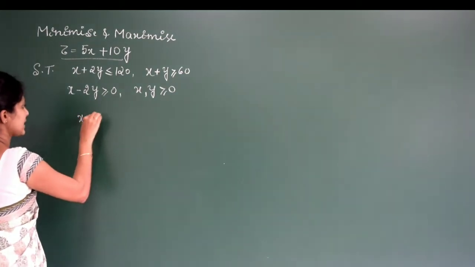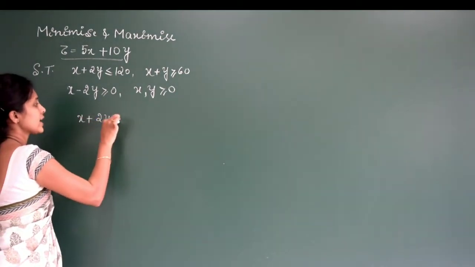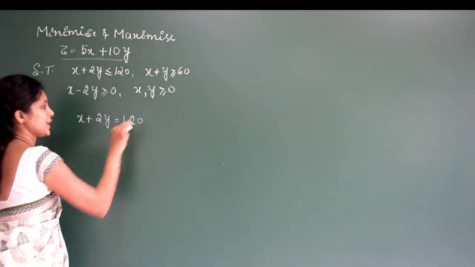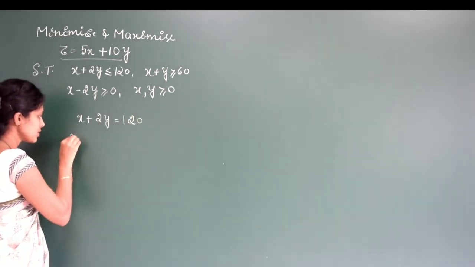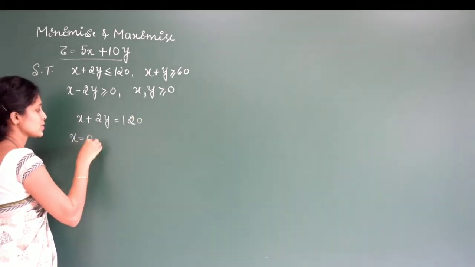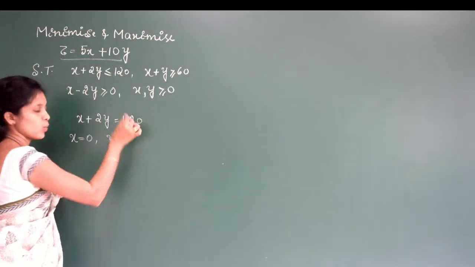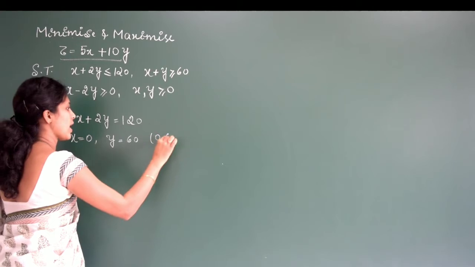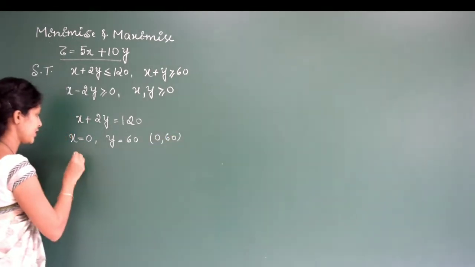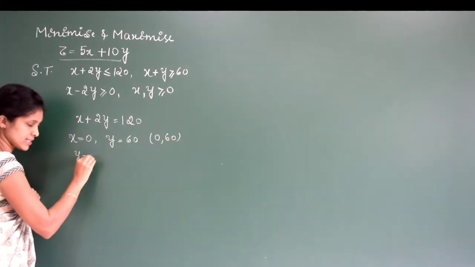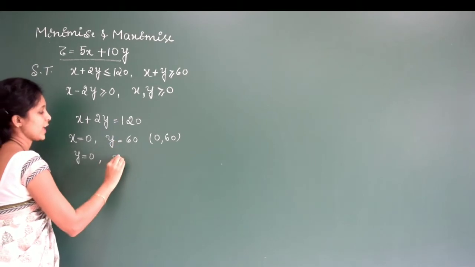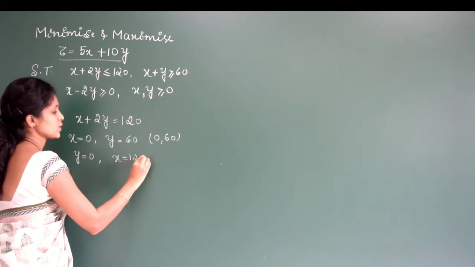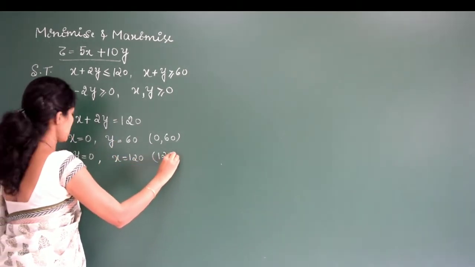First I will consider x plus 2y is equal to 120. Then first step, what you have to do? Substitute x is equal to 0. So the value of y will be 120 divided by 2, which is 60. So the point is x is 0 and y is 60. If y is equal to 0, then the value of x will be equal to 120. So the point is 120, 0.